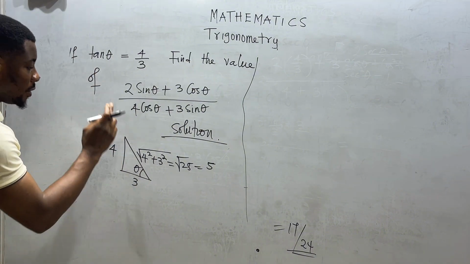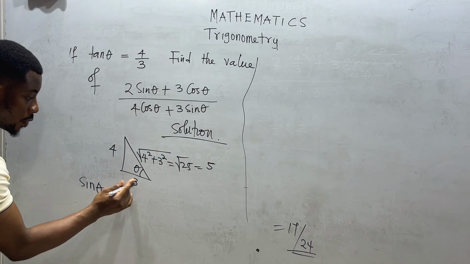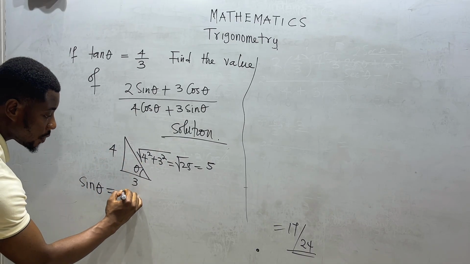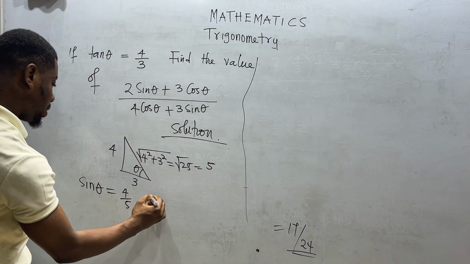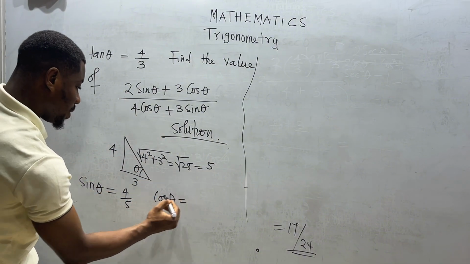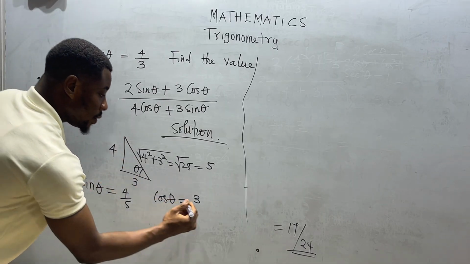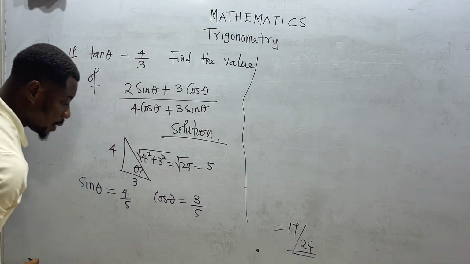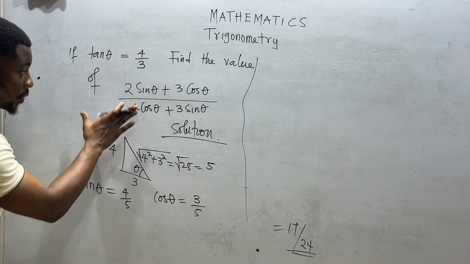Now, if I know this, then I can get sine. Sine is opposite over hypotenuse. So opposite is 4, hypotenuse is 5. Then I can get cos theta too. Cos theta should be adjacent over hypotenuse. So if I have this, I can easily replace what I have. I can replace sine and cos here.